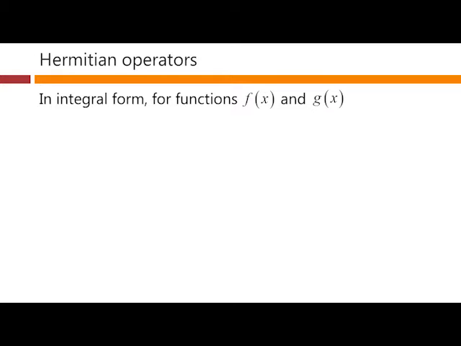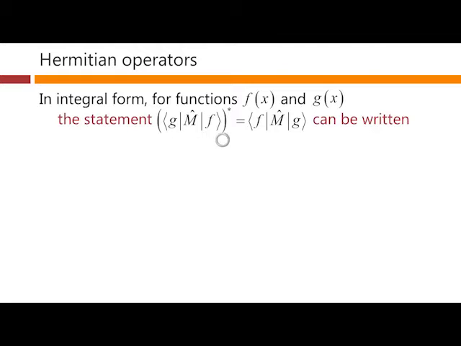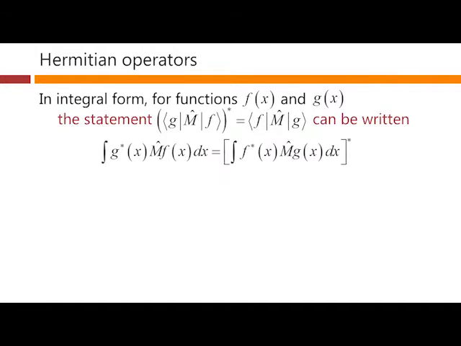In integral form for functions f of x and g of x, this kind of statement here we can rewrite in the following form. And actually what I've done here is I've taken the complex conjugate over to the other side, which we can always do. So the complex conjugate of both sides would get rid of the complex conjugate here and put a complex conjugate here. So here on the left we have just this expression, g bra vector, M, f ket vector, and in integral form that would turn into this kind of expression.